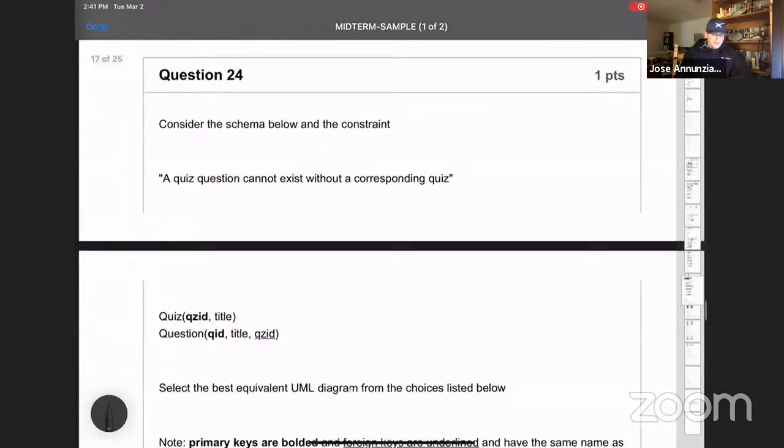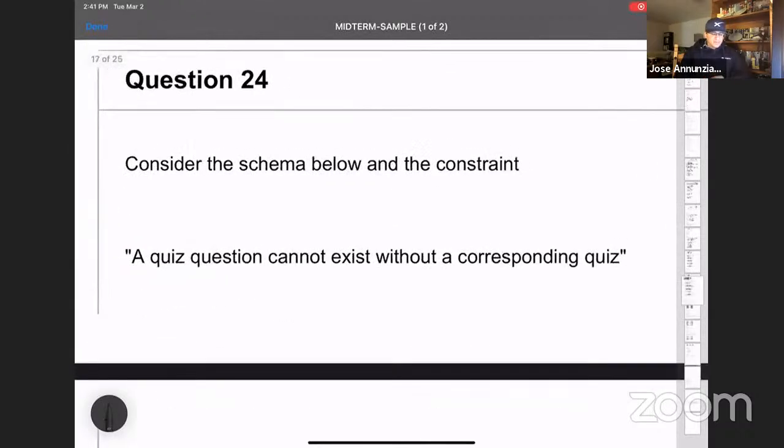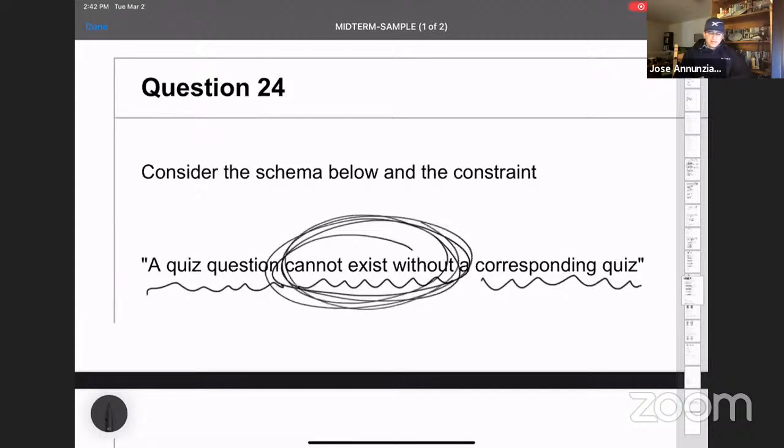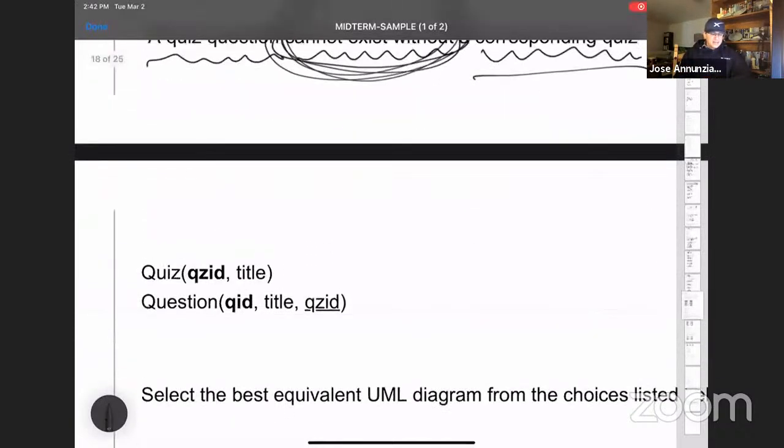Okay. How about this one? It says consider the schema below, and we say that a quiz question cannot exist without a corresponding quiz. So presumably there's a dependency of existence here, meaning that a record of a question needs to exist only if a corresponding quiz exists. If somehow the quiz for which you existed at some point doesn't exist anymore, then you can't exist either.